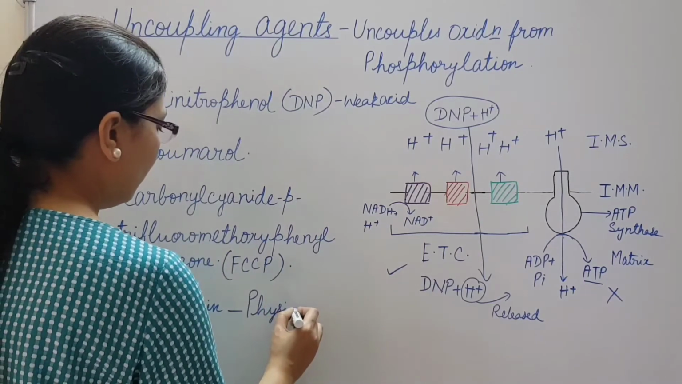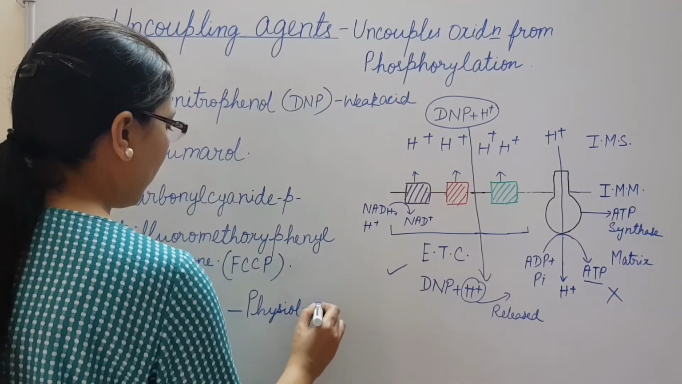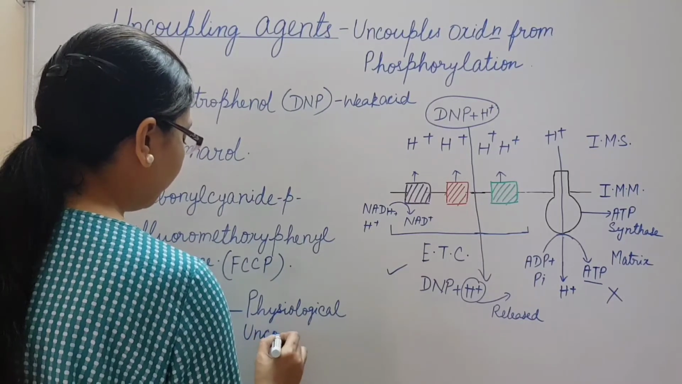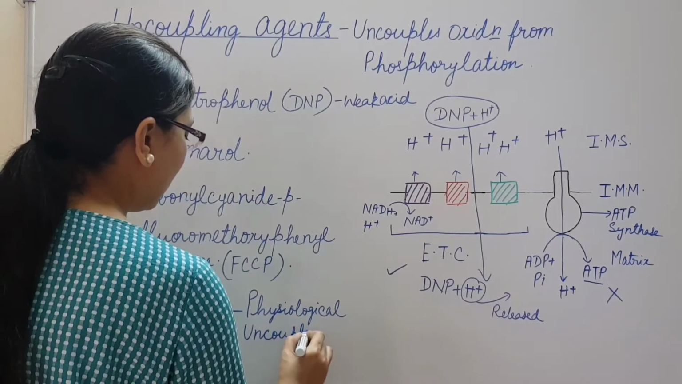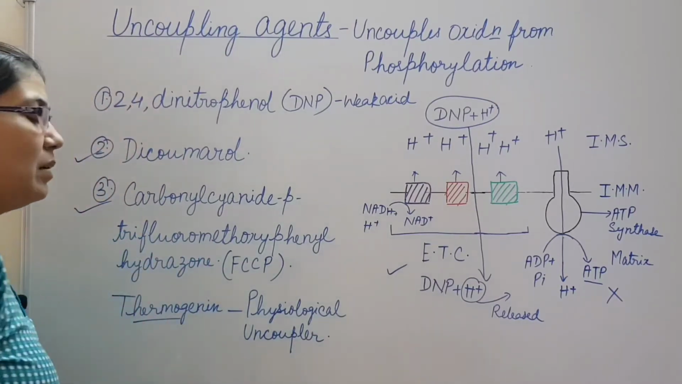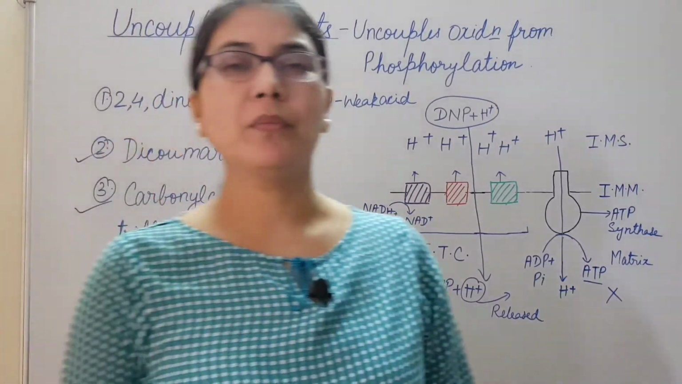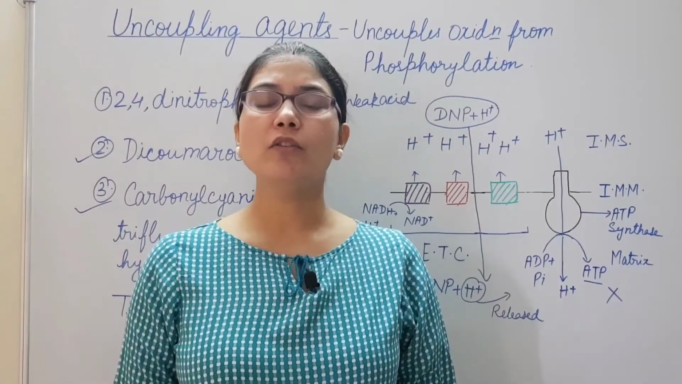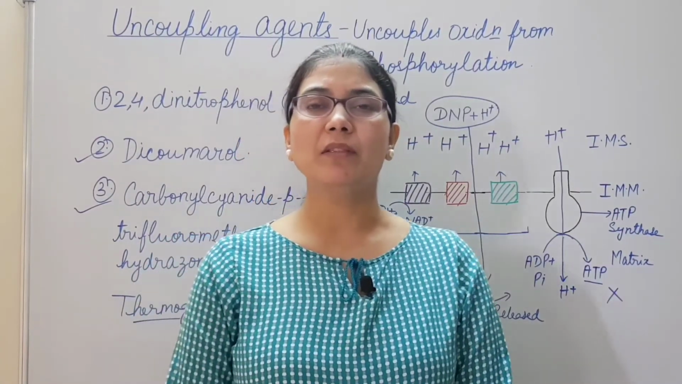Thermogenin is a physiological uncoupler, and it is present in brown adipose tissue. It generates heat in the newborn and also during the hibernation of animals.